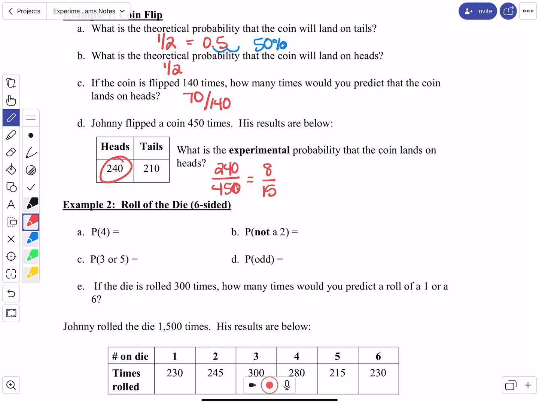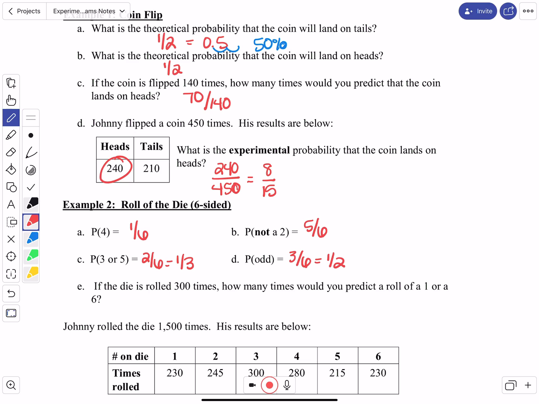Example 2, if we're rolling a die, like a 6-sided die, the probability that it would land on a 4, well, there's 1 four on a 6-sided die, so 1 out of 6 times. What would be the probability that it would not be a 2? Well, there's 5 numbers out of 6 that are not a 2. A 3 or a 5, well, that would be 2 out of 6, which will reduce to 1/3. The probability that it would be an odd number, well, you've got a 1, a 3, and a 5. So there's 3 out of 6 numbers, and that would reduce to 1/2.